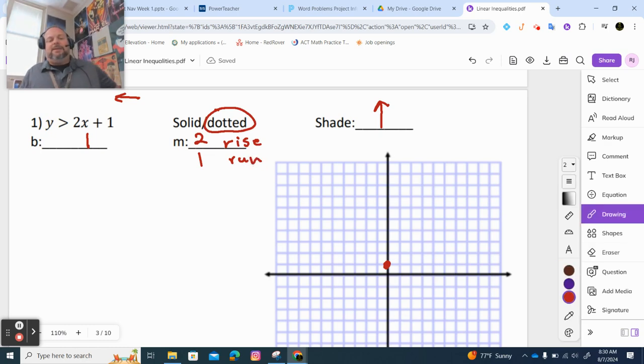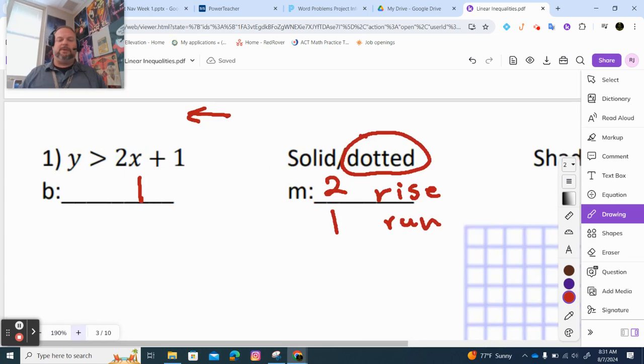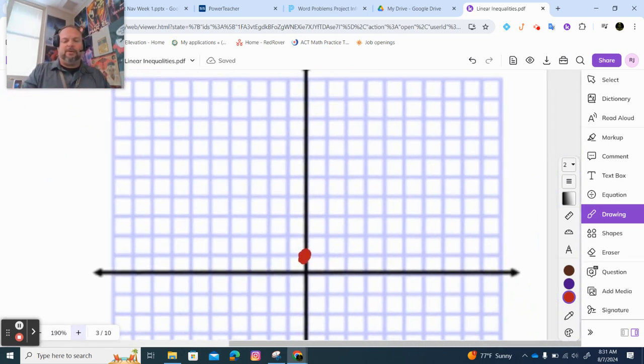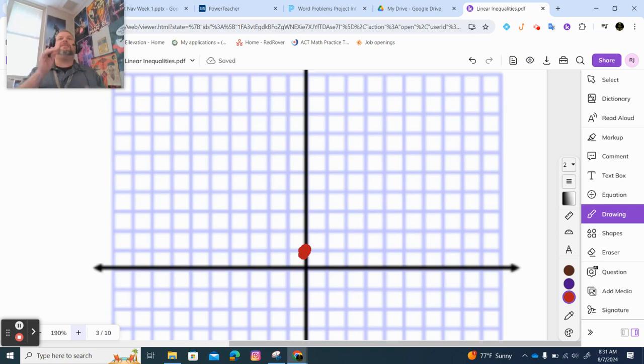All right. So, we have all our characteristics. Now we need to put it onto the paper. So, let's zoom in really big. And I know y'all are going to have to squint because this is why y'all's grids are not very good.